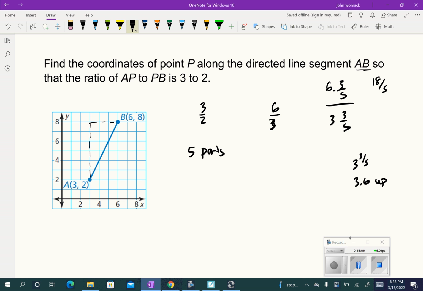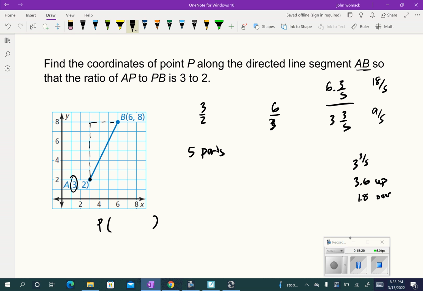Okay, and then I'm going to times the 3 by 3/5, that'd be 9 fifths. That'd be 1 4/5, which is 1.8. So I'm going to go 1.8 over. So I've got to start at A, and I've got to go up 3.6, and over 1.8. So let's think of where that point P would be.